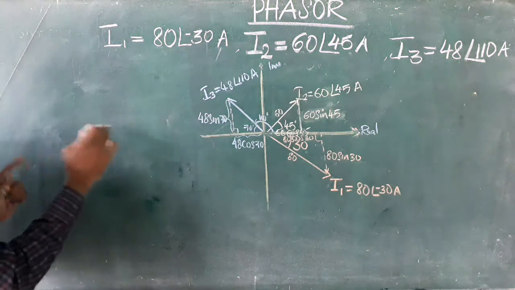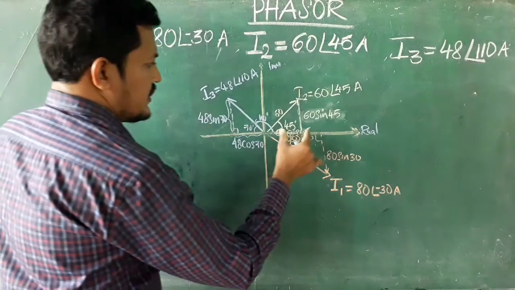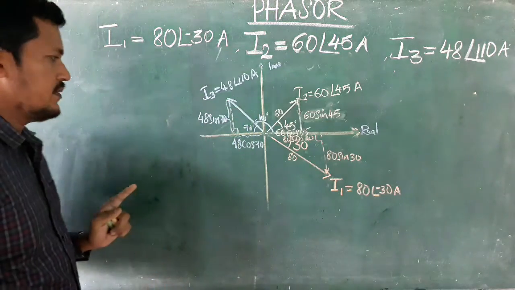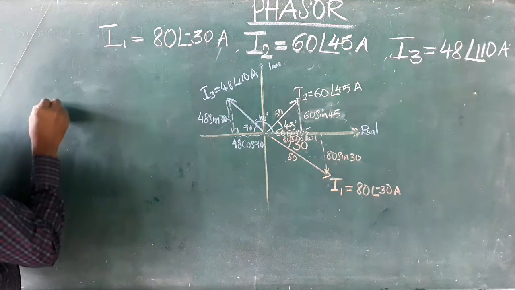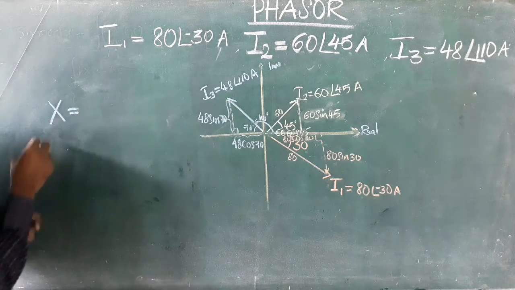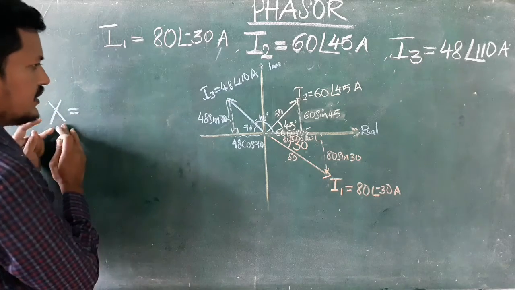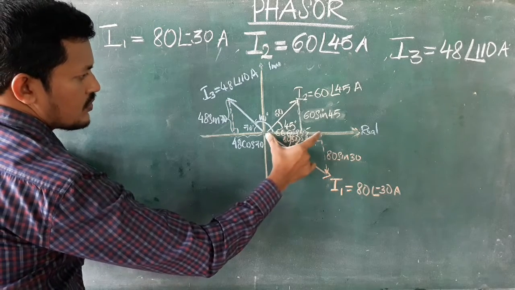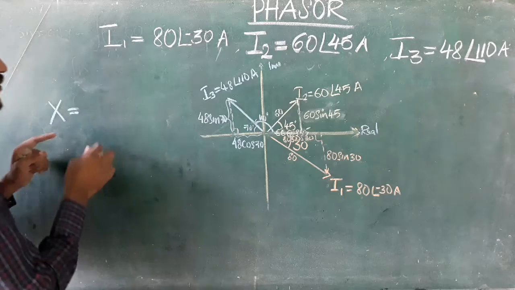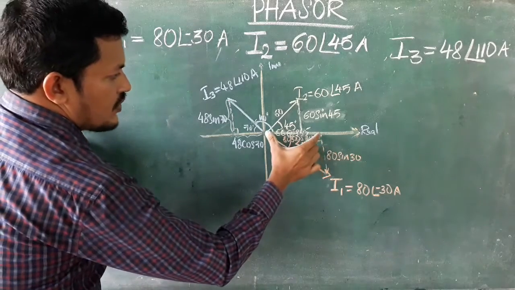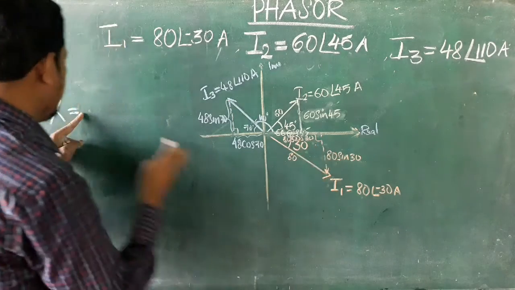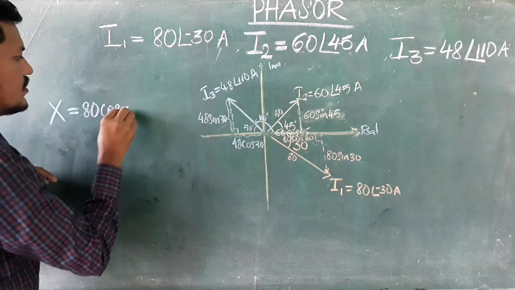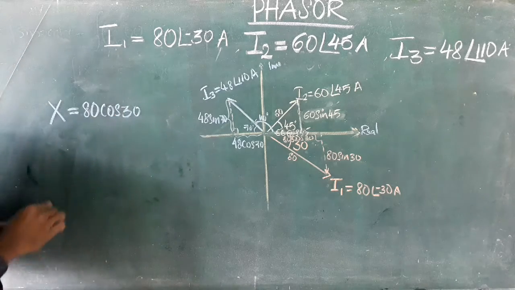Now we are going to add all the cos components. Again all the y components we are going to add. So we are going to find the x component. That means we are adding all the cos components. Here two cos components and here one cos component. For I1 the cos component is 80 cos 30, I am writing it down.